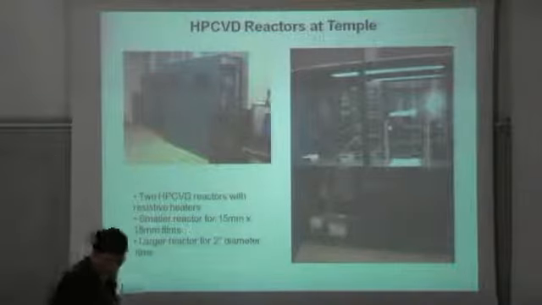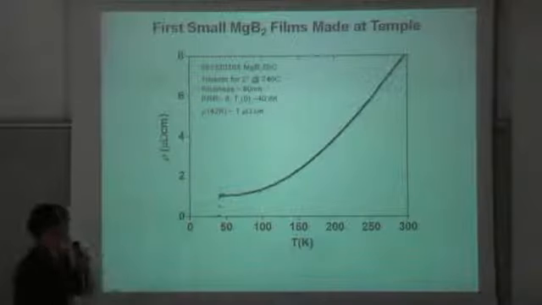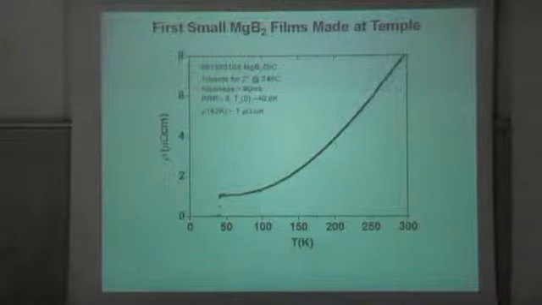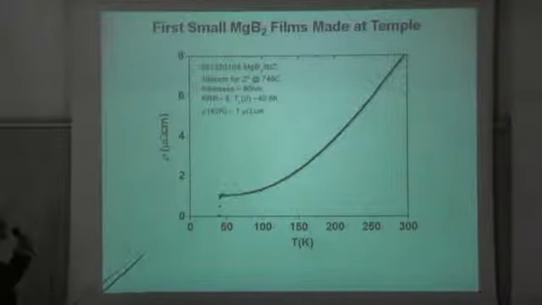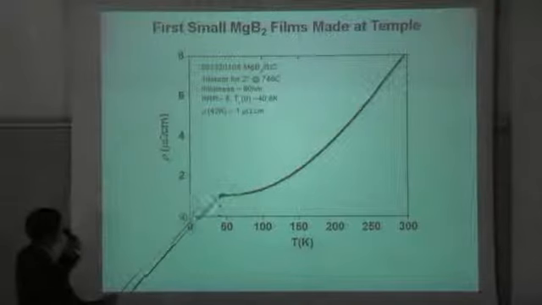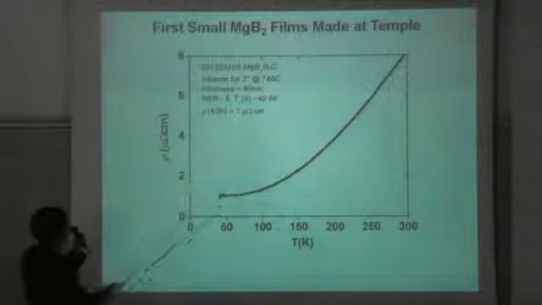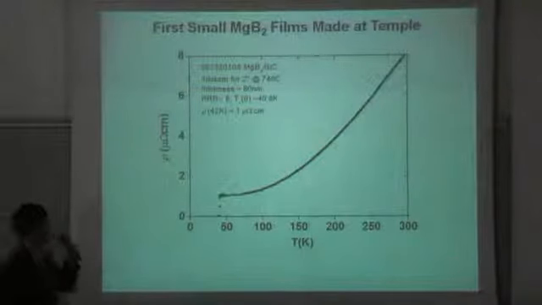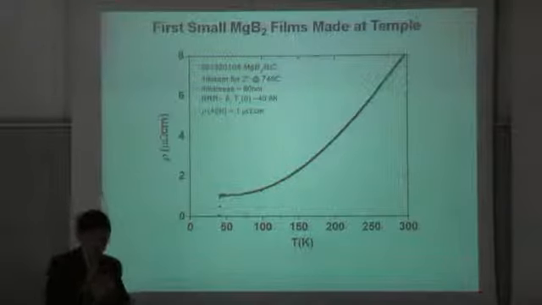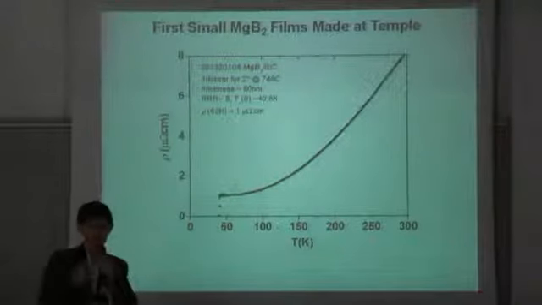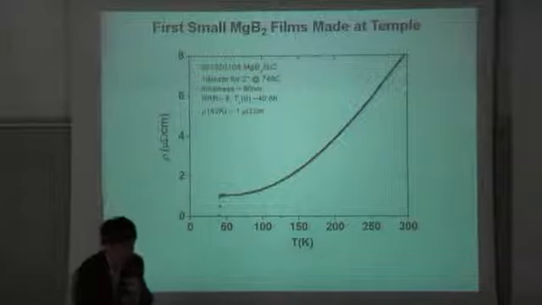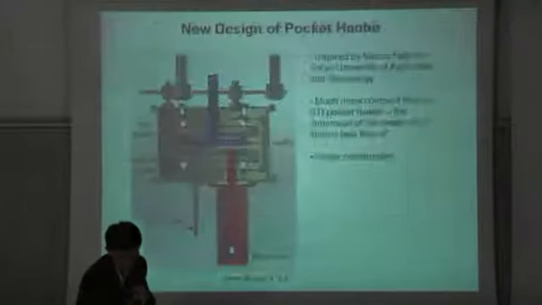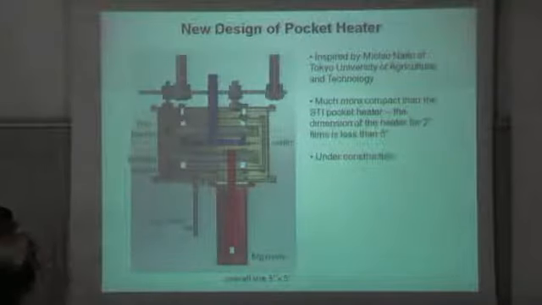So we have already started producing films using the smaller reactor. So this is one of the first films on silicon carbide that shows the residual resistivity of about 1 micro-ohm centimeter and with a TC over 40 Kelvin. But of course, every system is different, so we have to fine-tune it to make the system more stable.